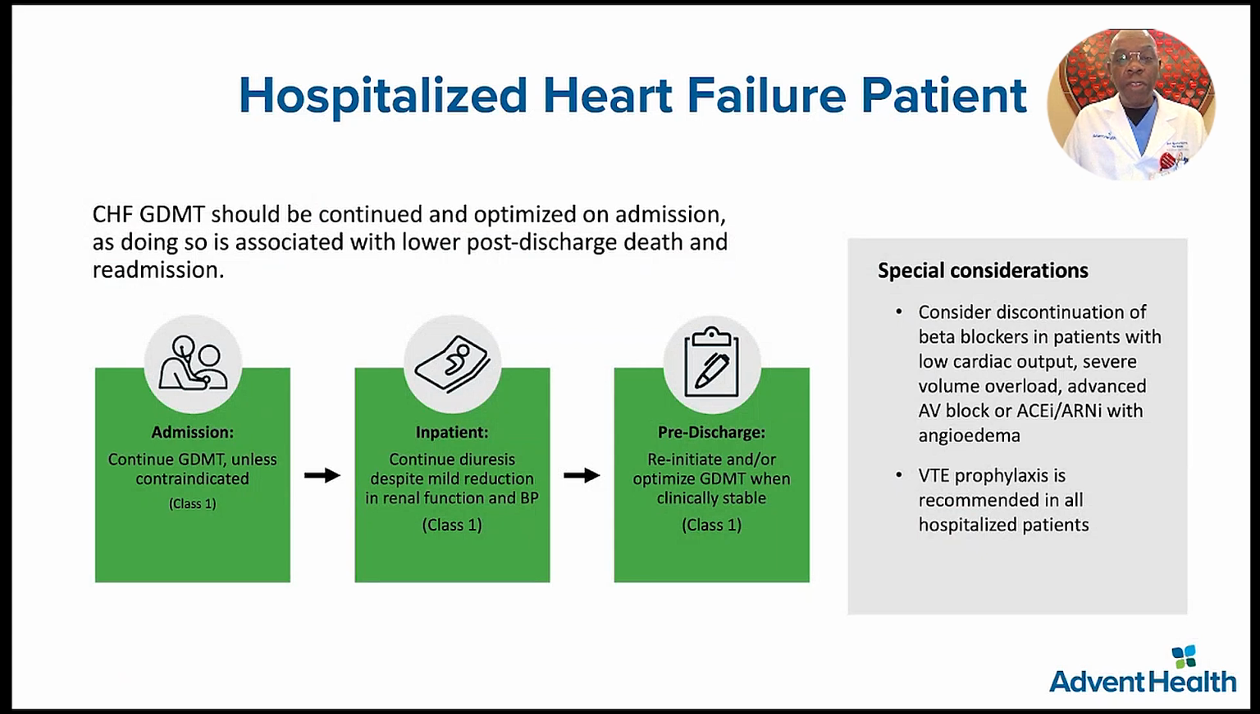As we said, the hospitalized heart failure patient is different from the standard heart failure patient that can be managed in the ambulatory setting. In this slide, we see the goals that the guidelines outline. In the admitted patient, the primary goal is to continue the GDMT unless there is a specific contraindication. Once the patient is in the inpatient status, the goal is to continue their diuresis till they are fully decongested. Even if there is a mild reduction in renal function or a reduction in blood pressure that remains asymptomatic, the patient should continue to get diuresis.